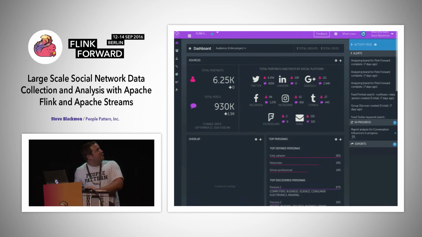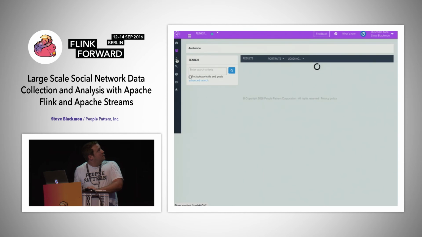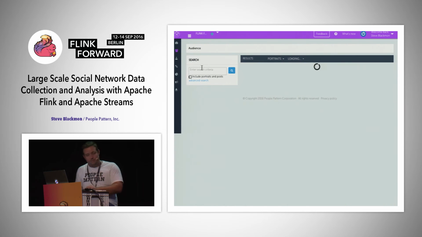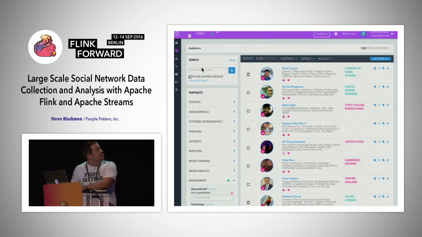Okay, so this is the kind of the first page that you can see. We have this audience. This allows you to really get in deep. Can do additional searches on the bios and on the post content.